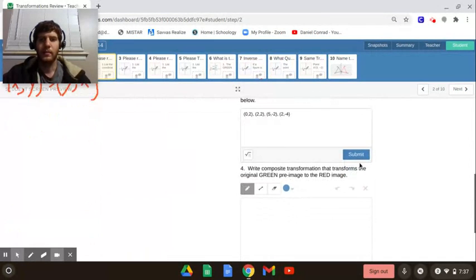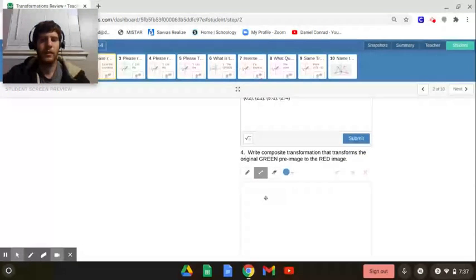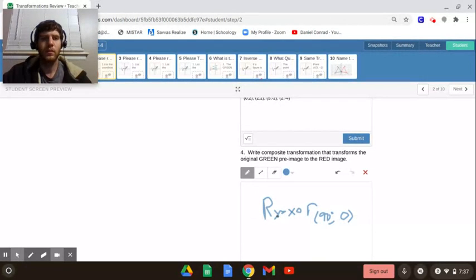Okay. And then the last step here, they want us to write our composite transformation. So it's going to be, we did the rotation, 90 degrees around the origin. And we took that and we reflected that across the line y equals x. So we did the reflection across the line y equals x of the rotation 90 degrees around the origin. So this would be how you would write your composite transformation.